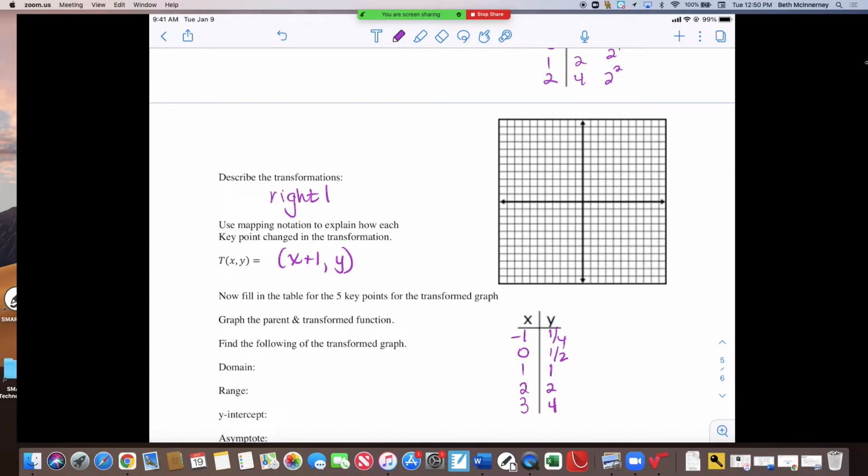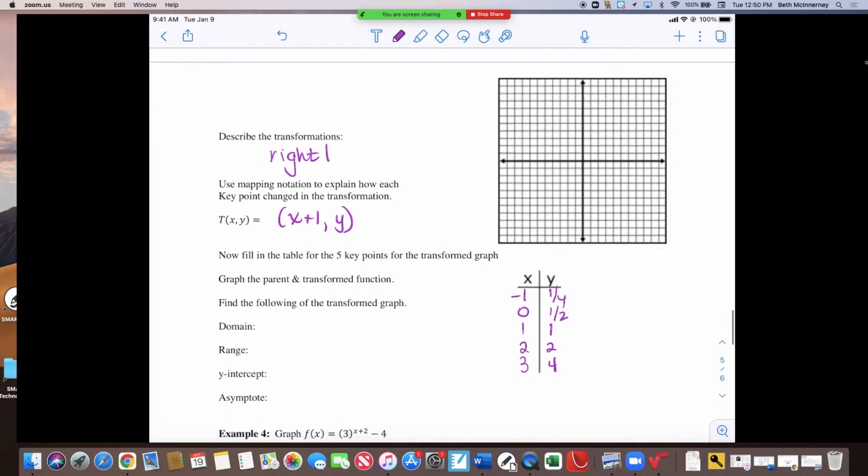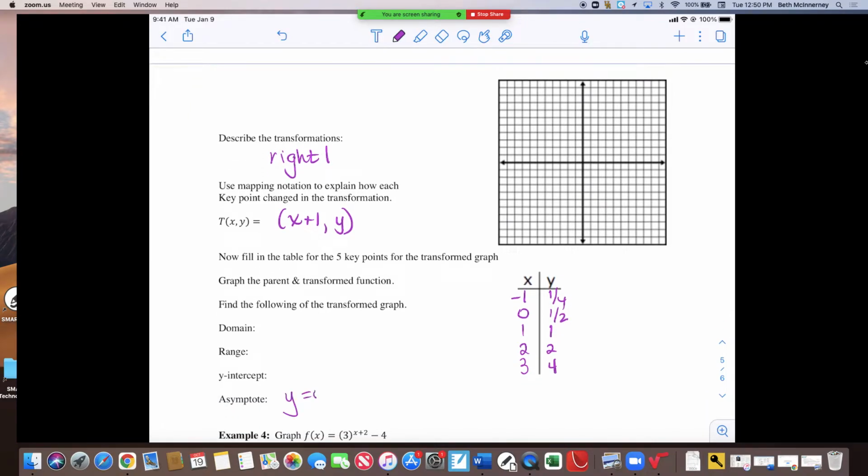Now, moving right 1, did that impact my horizontal asymptote? No, right? The only time my horizontal asymptote is going to change is if I shift it up or down. Left, right doesn't do anything to the horizontal asymptote. Before I graph the points, I always plot the horizontal asymptote, and that is a requirement of your sketches. That's not an optional thing. That's your boundary. That's the limiting boundary of your exponential function.